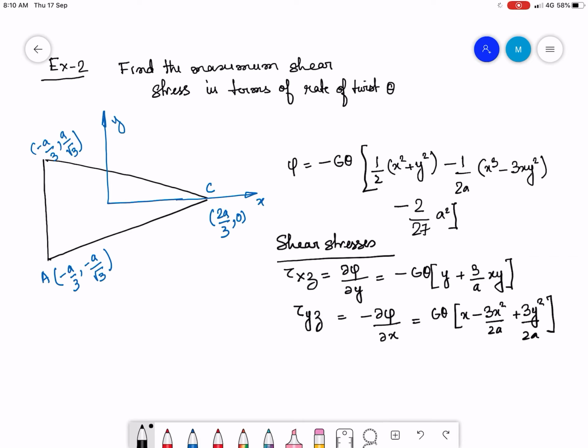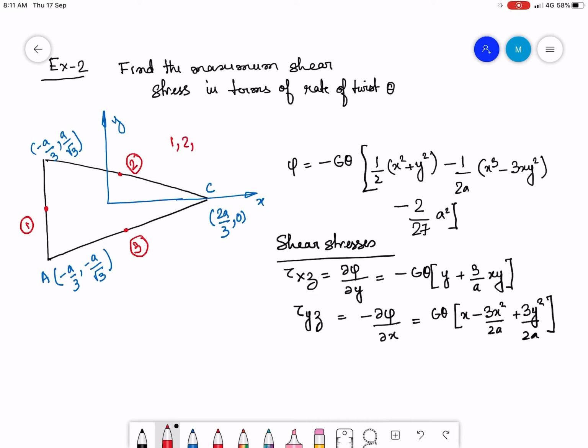If we just try to imagine the deformed analogous membrane, we can probably appreciate that the maximum slope of deformation is going to happen at the midpoint of the three sides of the triangle. So it is going to happen here, it is going to happen somewhere here, and somewhere here. So at these points 1, 2 and 3, we are going to get the maximum shear stress.